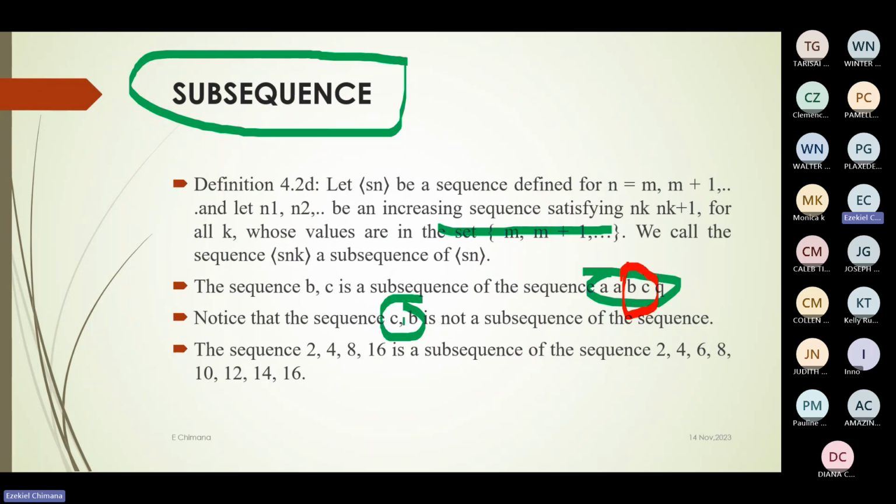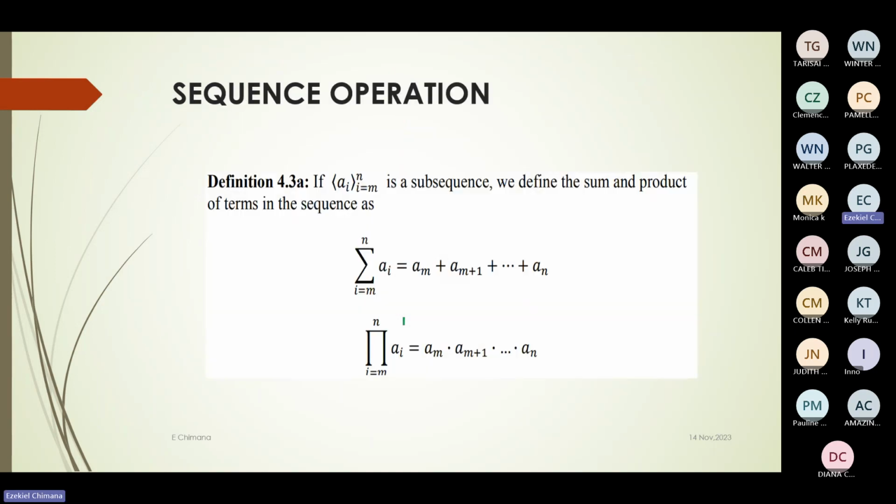So the sequence 2, 4, 8, 16 is a subsequence of the sequence 2, 4, 6, 8, 10, 12, 14, 16. So you can even jump some of the values, but you cannot reverse them in the subsequence. You cannot reverse. And then let's look at the sequence operation.